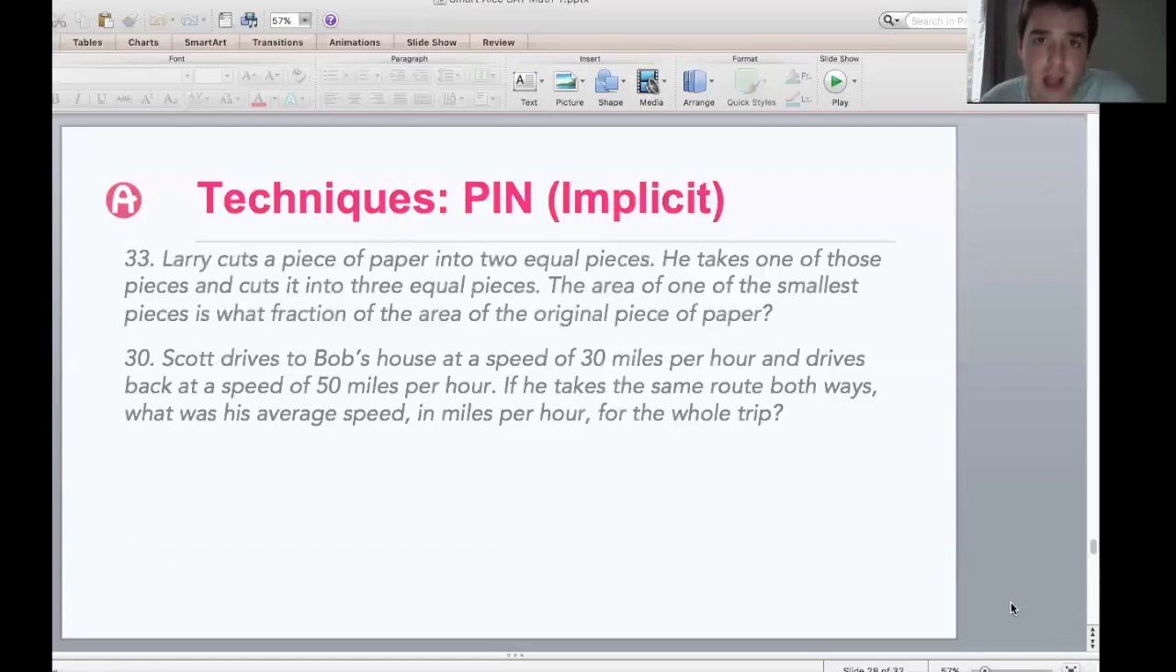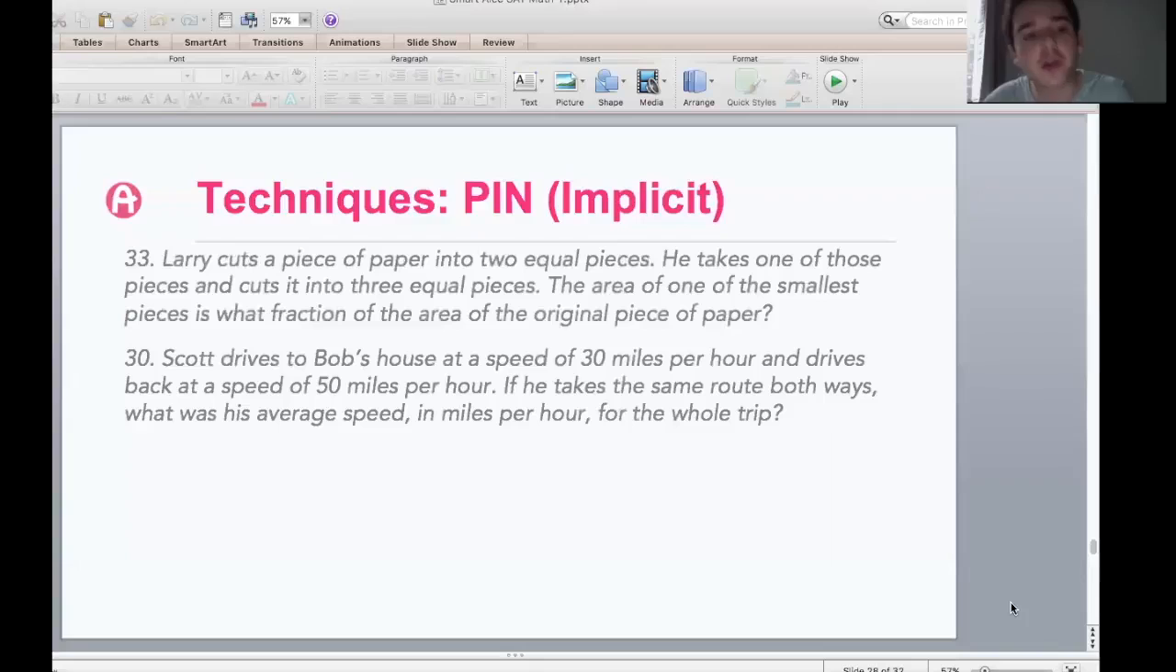So we could do this algebraically. We could set it up and deal with fractions. Or we can just pick a number. This is what it means by implicit. We have no way of really calculating what the area of that paper is, so let's pick a number. I'm going to say 12.